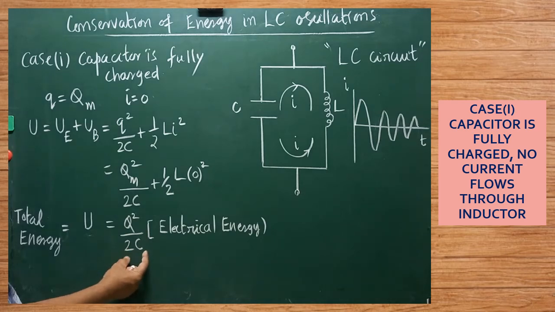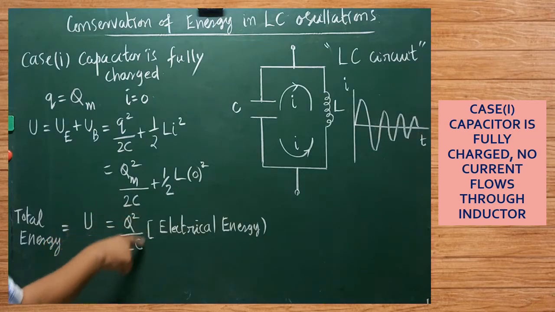The same value is to be proved in the remaining cases also. Are you clear? There are two more cases. In the other two expressions also, we have to obtain the same expression for the total energy. So this is the total energy expression which is obtained in the first case.